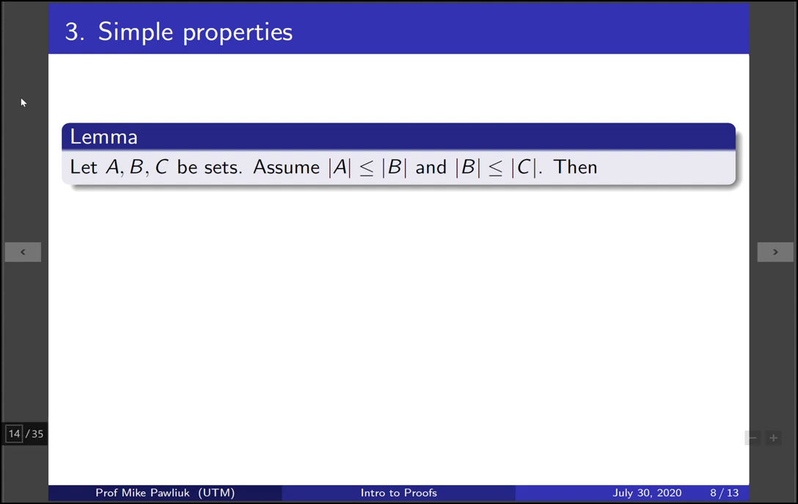Now let's look at some simple properties and some simple examples of theorems. Let A, B, and C be sets. Assume that the cardinality of A is less than or equal to the cardinality of B, and the cardinality of B is less than or equal to the cardinality of C. What do you think the conclusion should be?